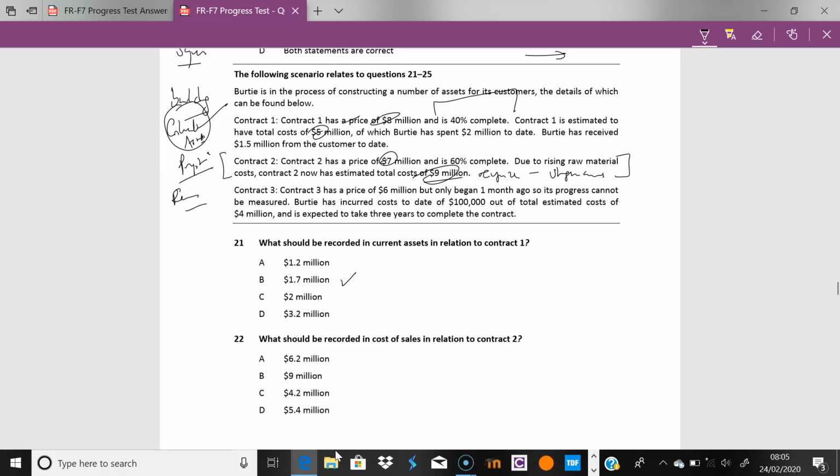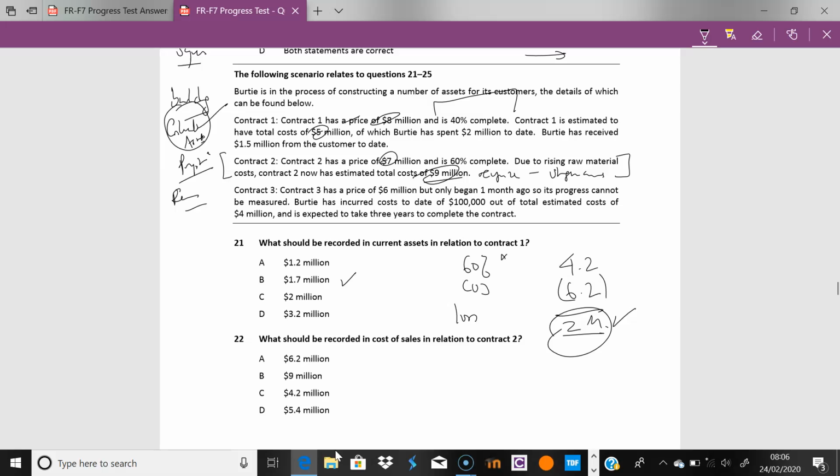So in terms of recognizing that straight away, in effect they're almost asking you to say, well, the loss has to be 2 million. And if you're going to recognize revenue of 60% of 7 million, which is 4.2, then unfortunately your cost of sales will be 6.2 million, because you must recognize that full loss. But it's still very much based on the level of completion.